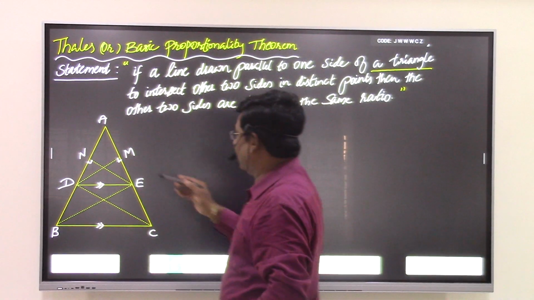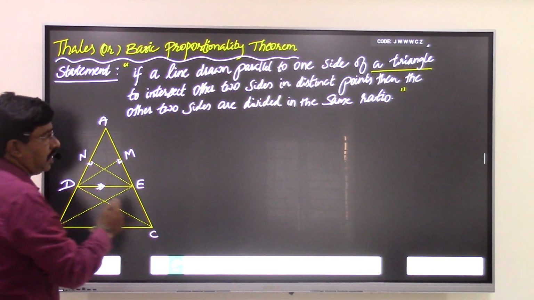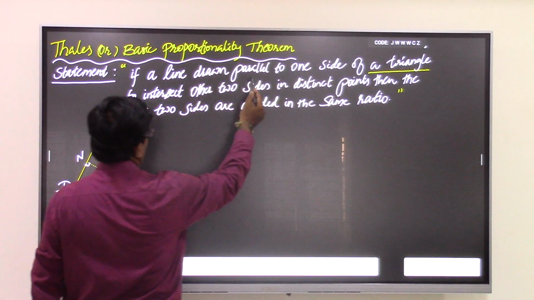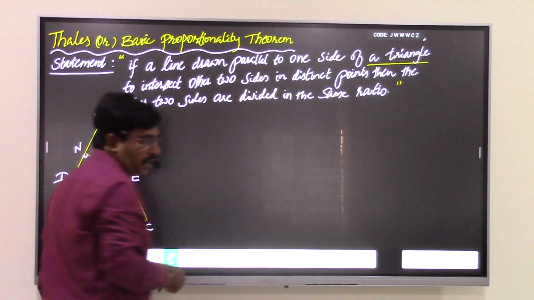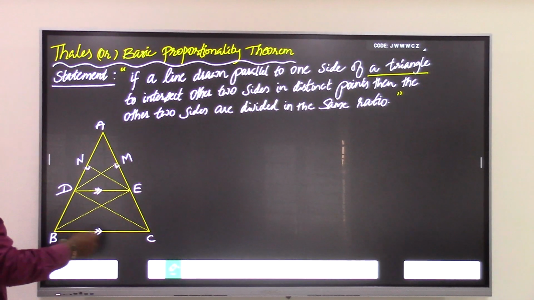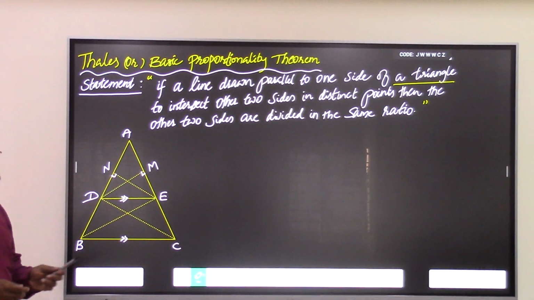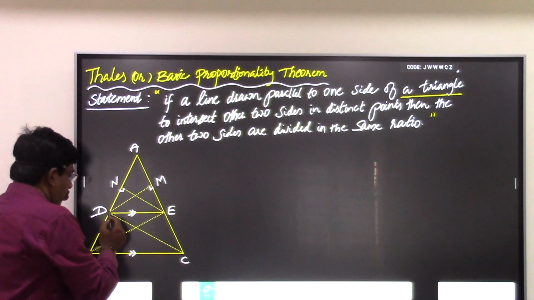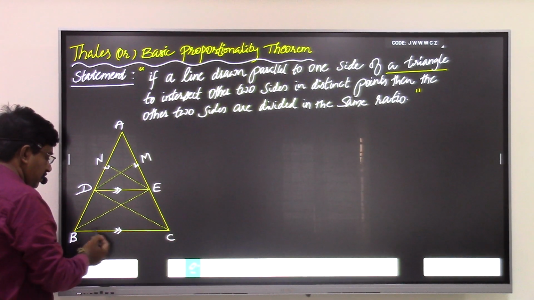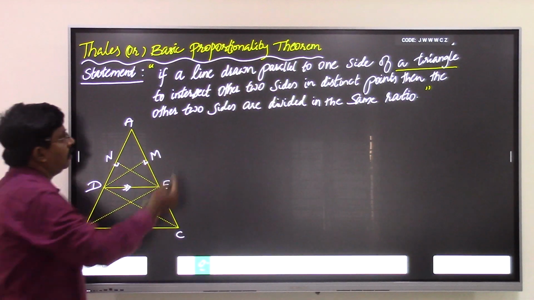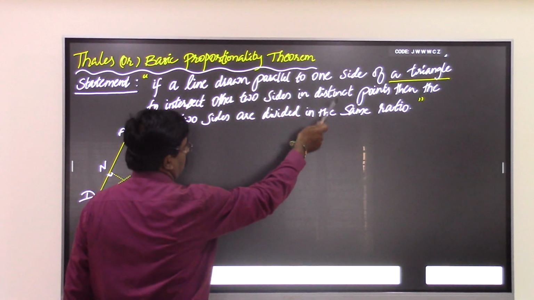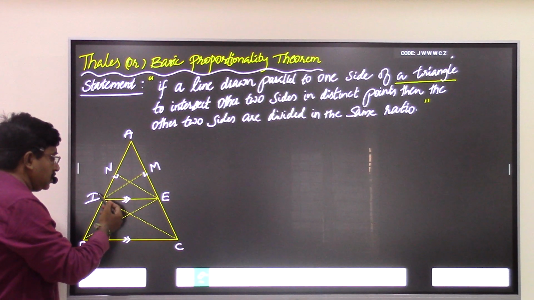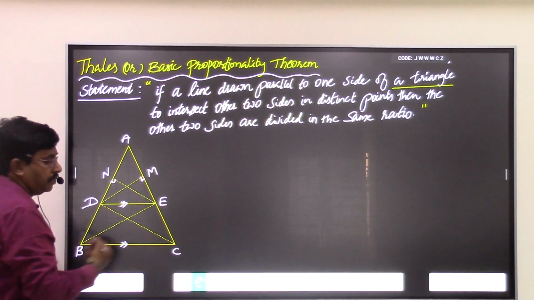So I am going to draw a triangle. This is triangle ABC. In this triangle, what is given? A line is drawn parallel to one side of a triangle. So in this triangle ABC, we have to draw a line which is parallel to one side of the triangle. So here, I am drawing the line DE. DE is a line which is parallel to BC. This line DE is parallel to side BC.